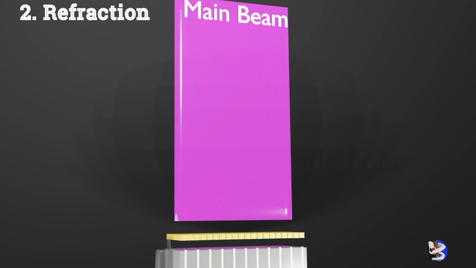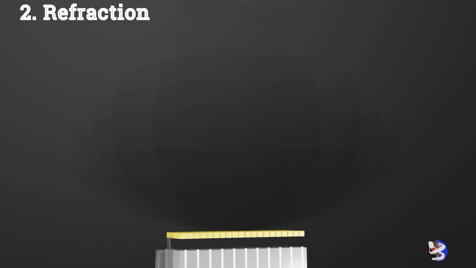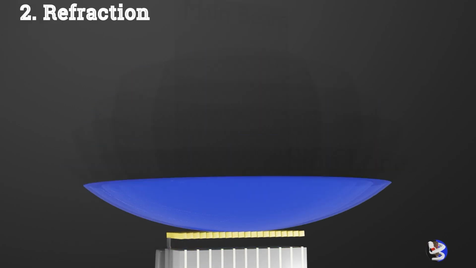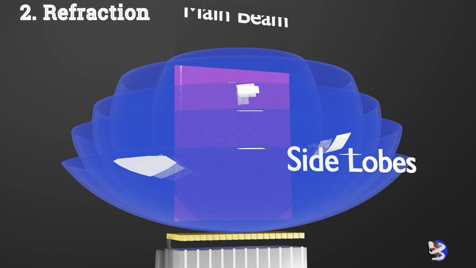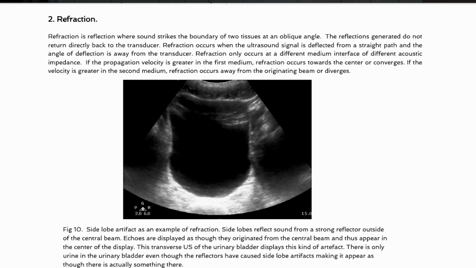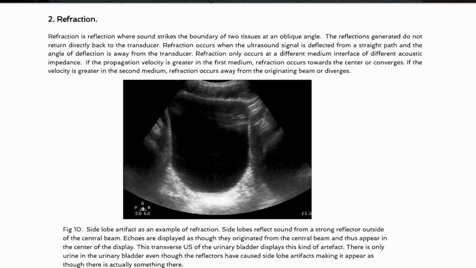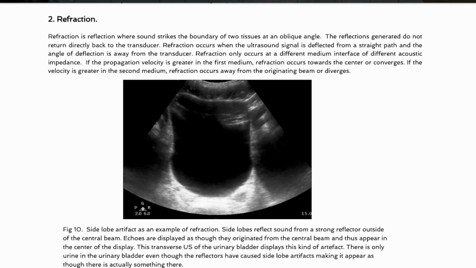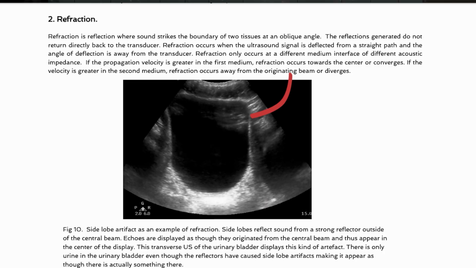The main ultrasound beam generated by the crystals as they vibrate is not the only type of beam generated. The crystals also vibrate radially, creating less intense ultrasound side lobe beams. When these side lobe beams reflect sound from a strong reflector outside the central beam, echoes are displayed as though they are originating from the central beam and thus appear in the center of the ultrasound display.